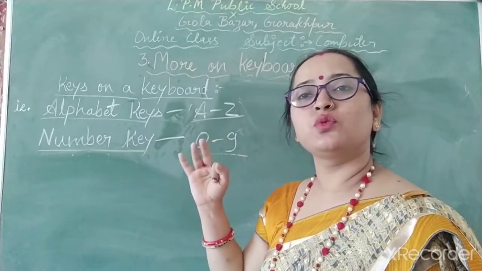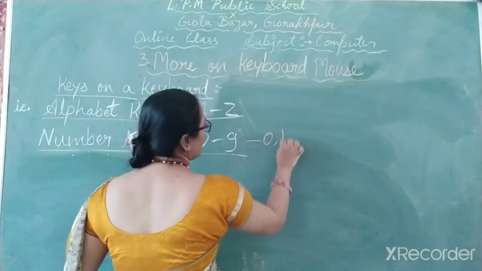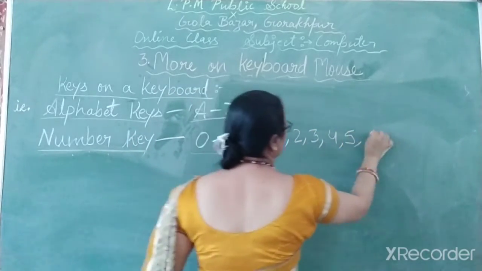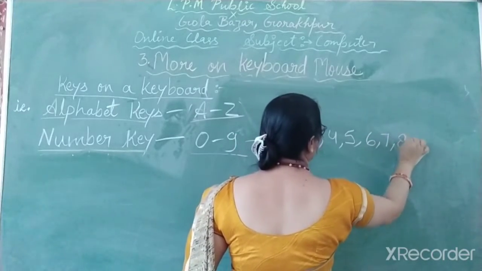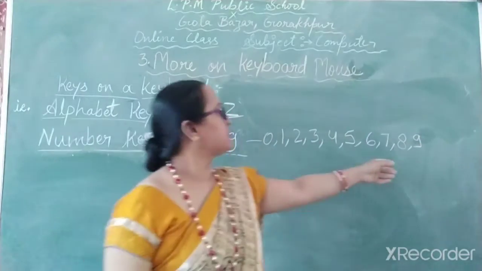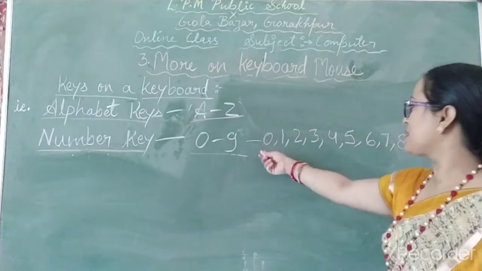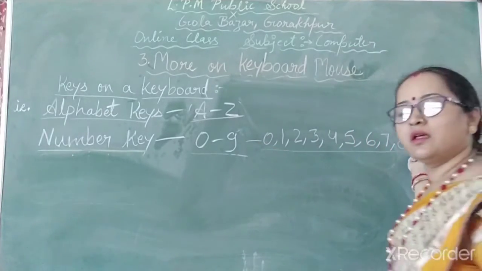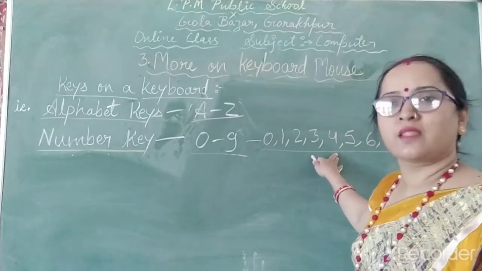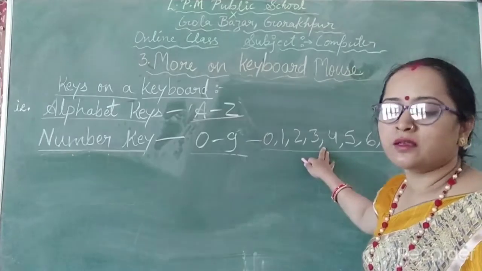See, I will write here: 0, 1, 2, 3, 4, 5, 6, 7, 8, and 9. These are the 10 numbers which we have on the number keys. These number keys are used to type numbers.